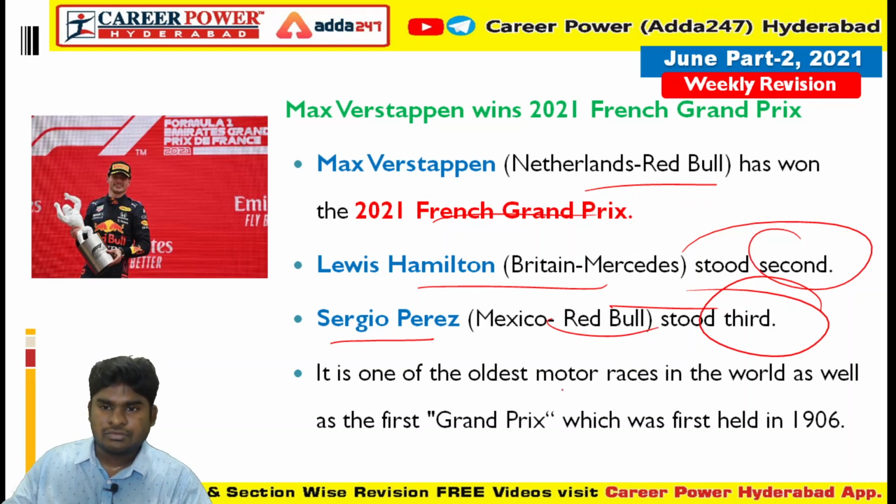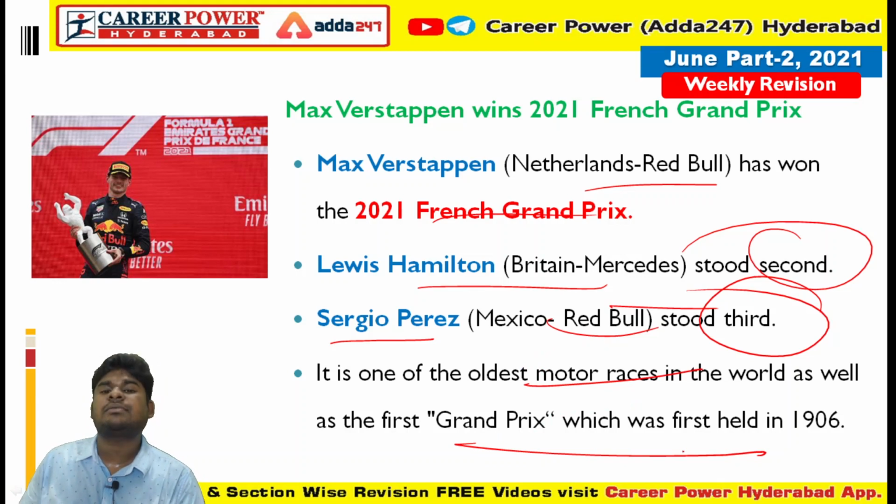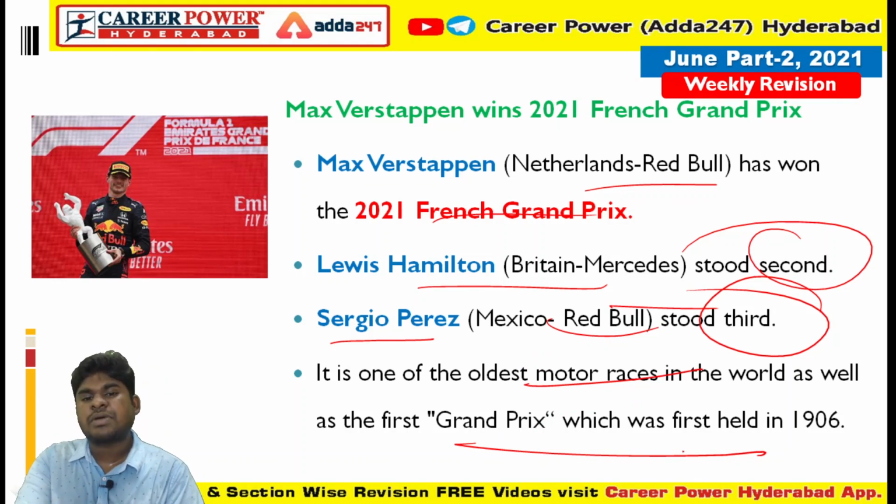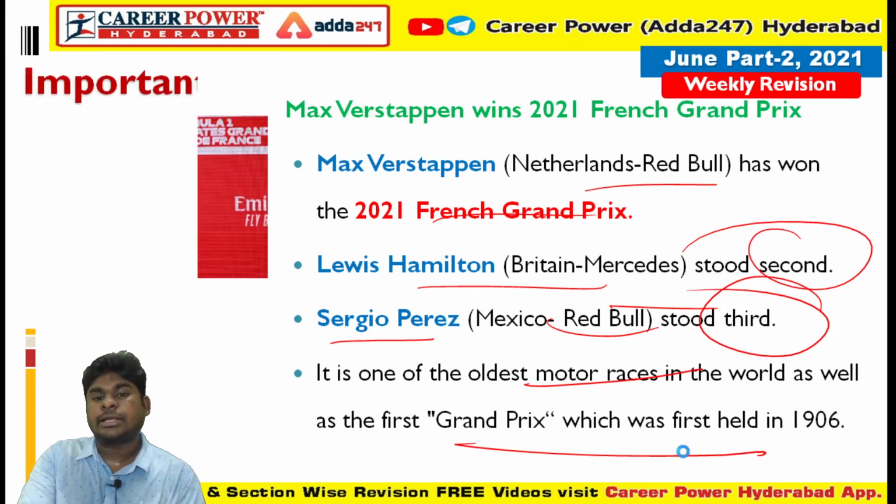The French Grand Prix is one of the oldest motor races in the world, and the first Grand Prix was held in 1906. So please remember, the French Grand Prix winner is Max Verstappen of Netherlands, Red Bull Racing.